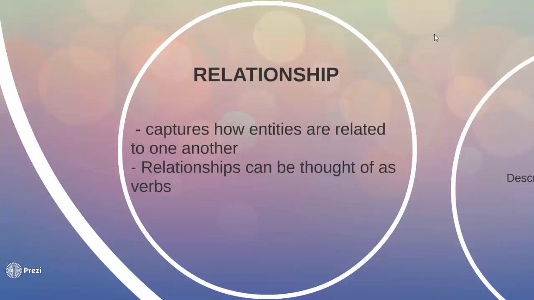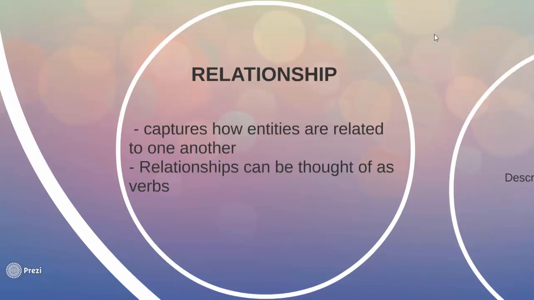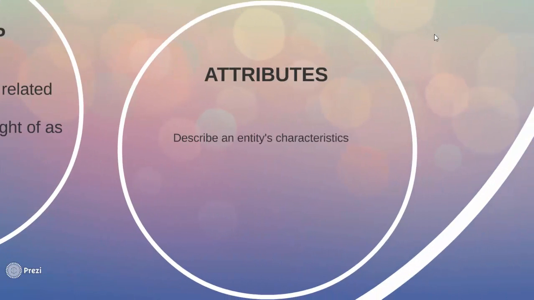Relationship captures how entities are related to one another. Usually we use verb to represent relationship. Attribute describe an entity characteristic. It means what characteristic the entity have, it will consider as its attribute. For instance, student has metric number, address, IC number, name, and so on. So, metric number, IC number, address, name will be attribute for entity student.